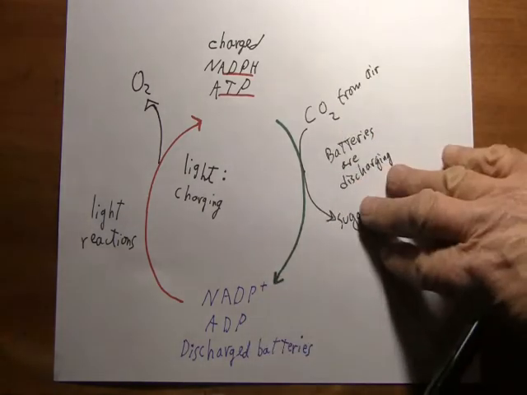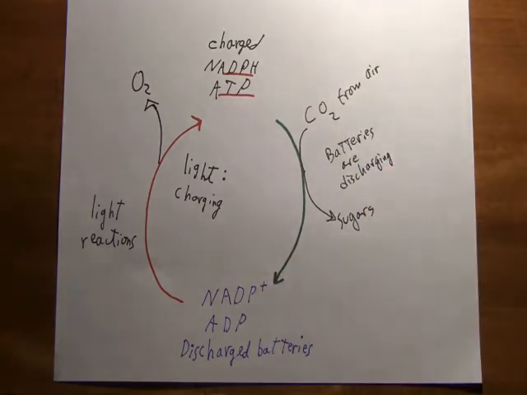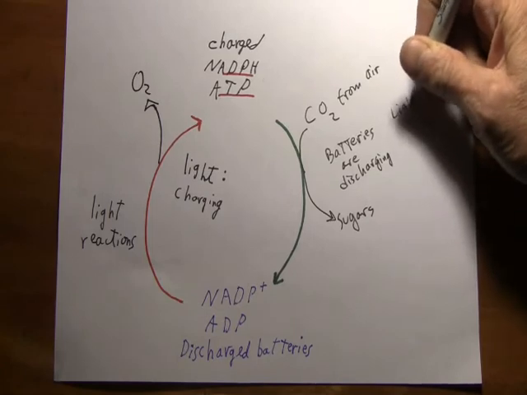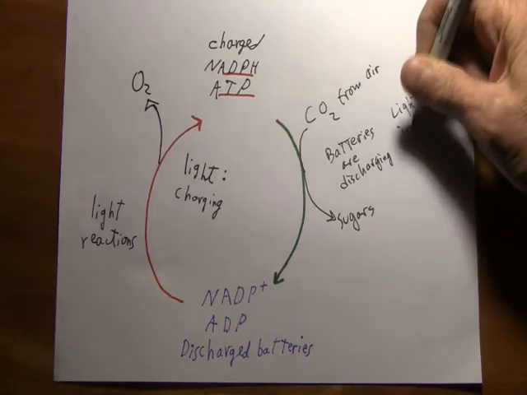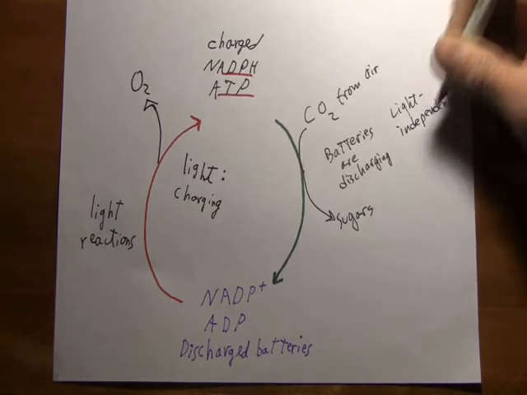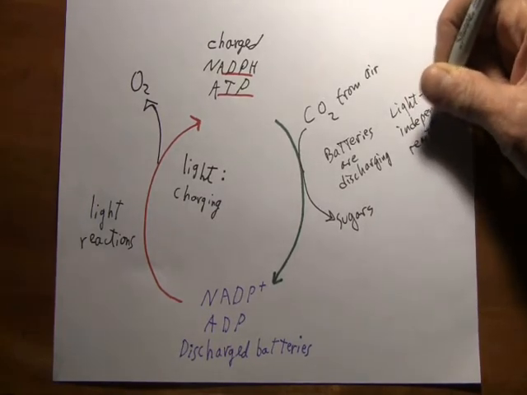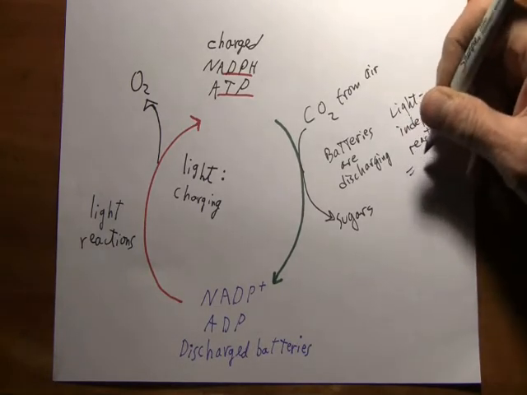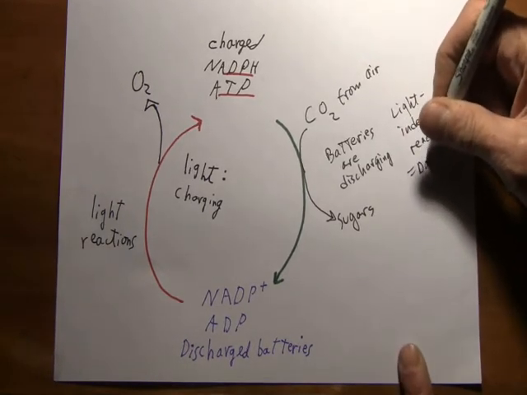Now these reactions don't require light. They can take place in the light or they can take place in the dark. So they're often called light-independent reactions. Some people call them the dark reactions because they can take place in the dark.